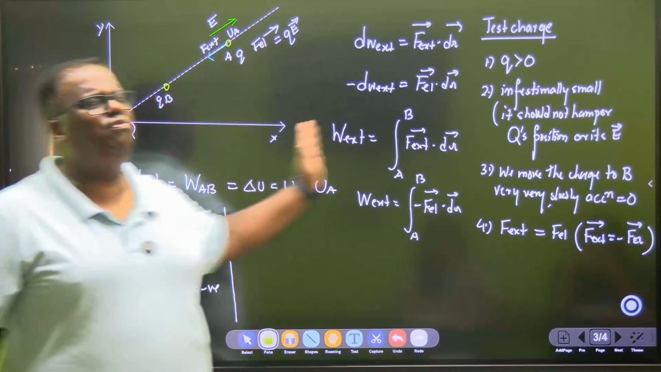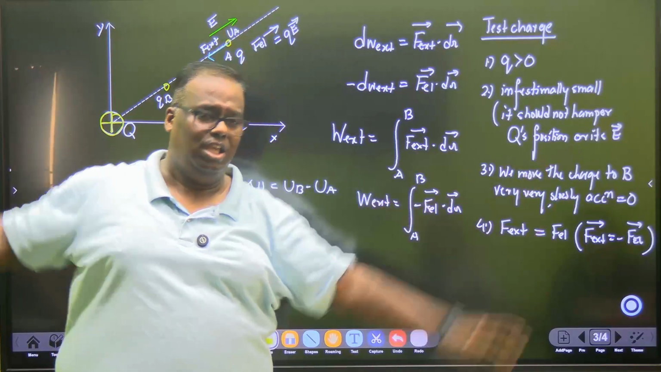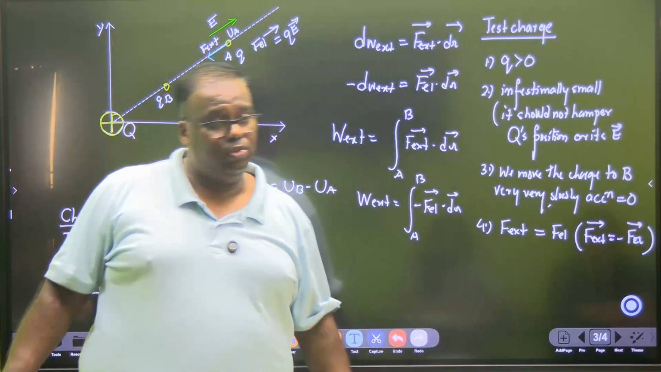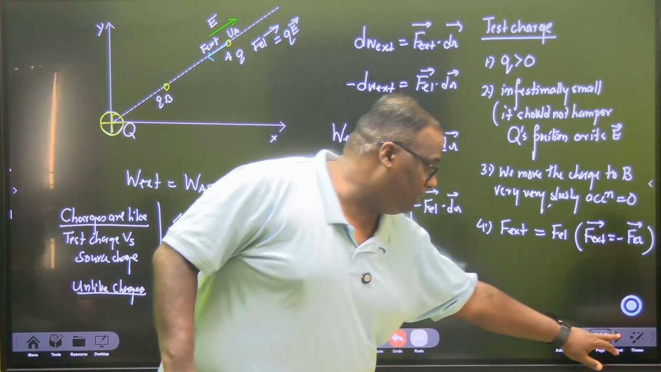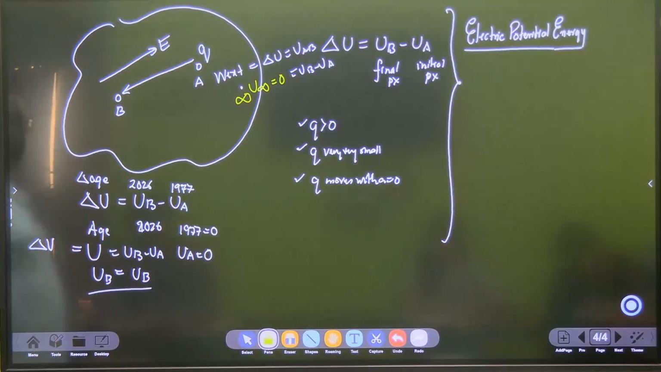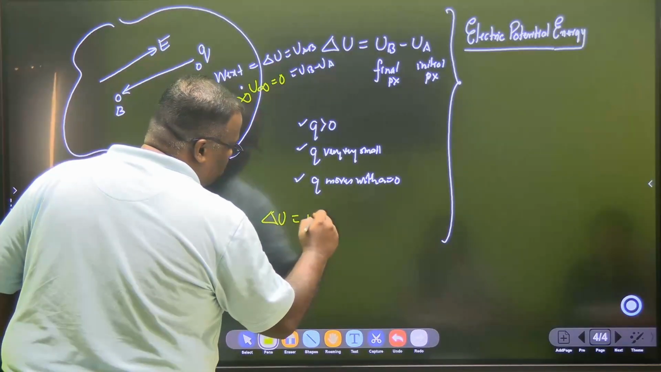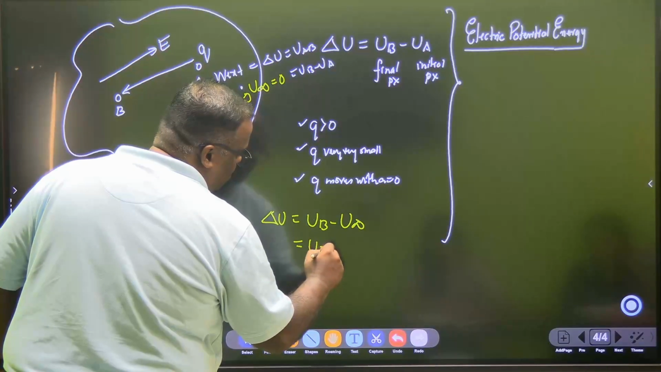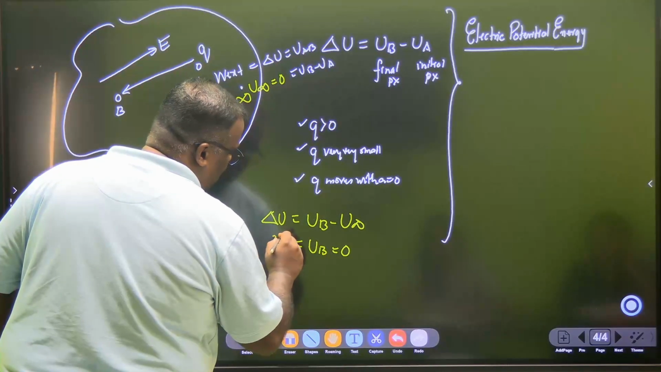If you are moving far, far away, the electric field itself vanishes. If the electric field vanishes, the force also vanishes. If the force vanishes, no work can be done. So if no work can be done, then we can assume that your potential is almost 0. So the concept now we say is that delta U is equal to UB minus U infinity, which is equal to UB minus 0. And now this delta becomes nothing but the potential energy.